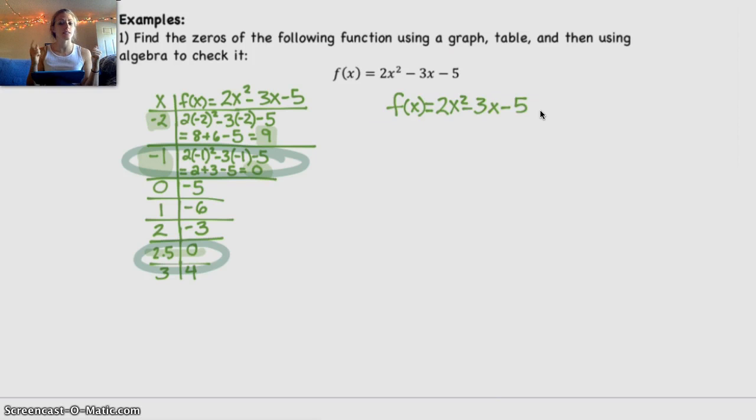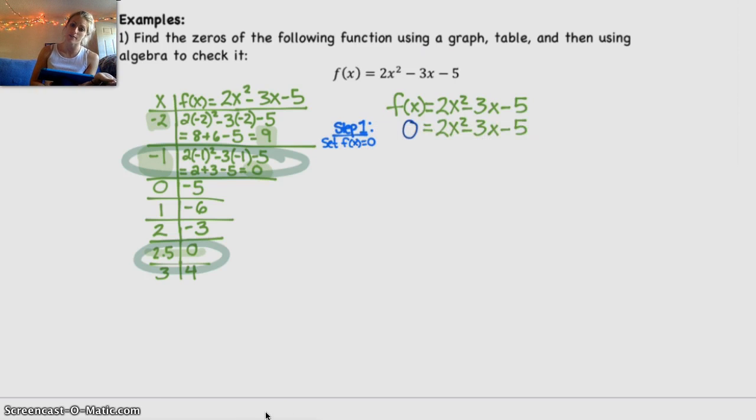Well, in order to find a 0, the function needs to equal 0. So first step is we set f of x equal to 0. All right, next step is if it's not factored already, you want to factor it.